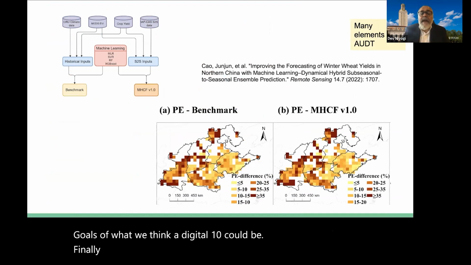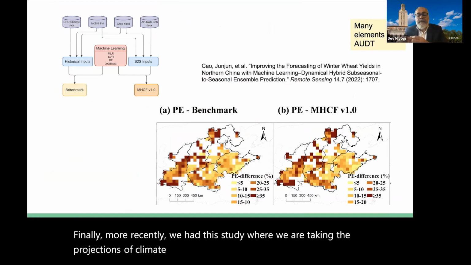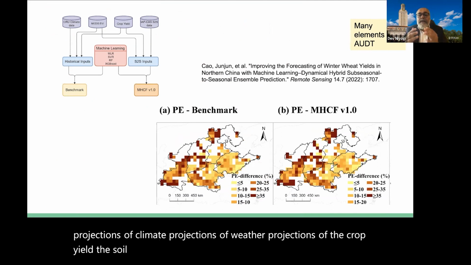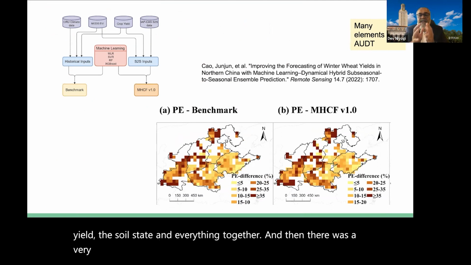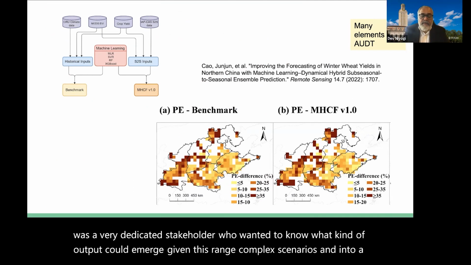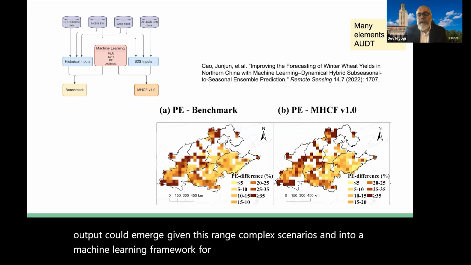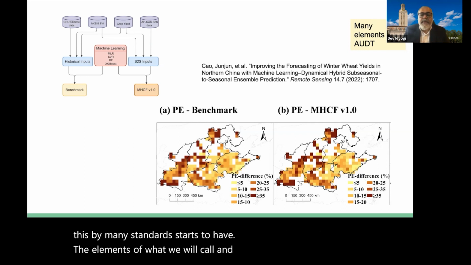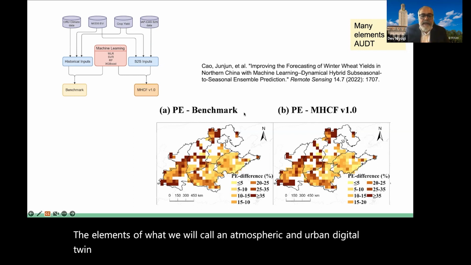Finally, more recently, we had this study where we are taking the projections of climate, projections of weather, projections of the crop yield, the soil state, and everything together. And then there was a very dedicated stakeholder who wanted to know what kind of output could emerge given this range of complex scenarios, fed into a machine learning framework for coming out with an output. And this, by many standards, starts to have the elements of what we will call an atmospheric and urban digital twin.